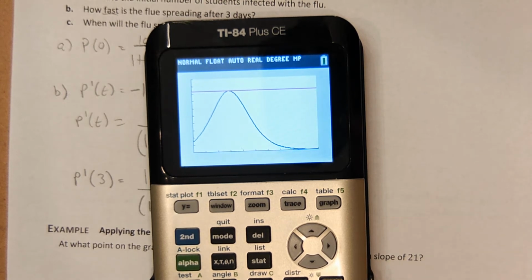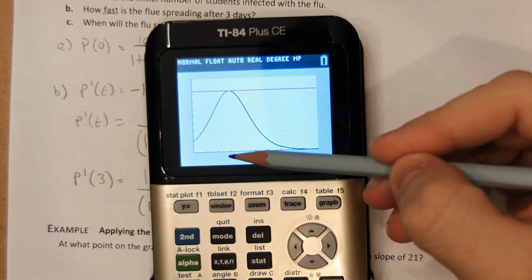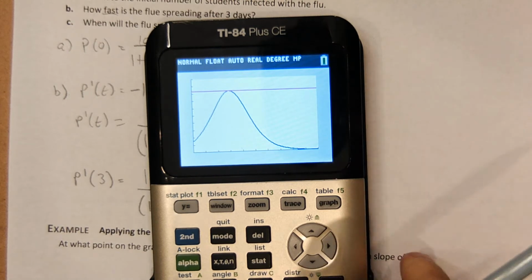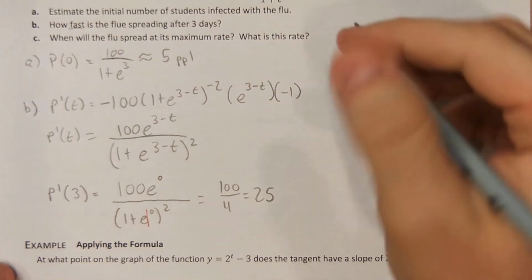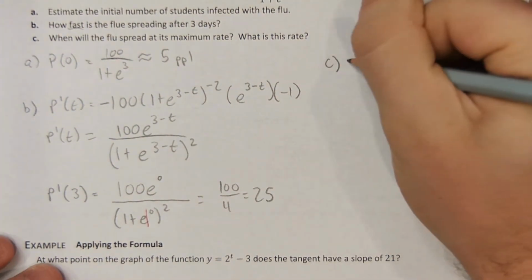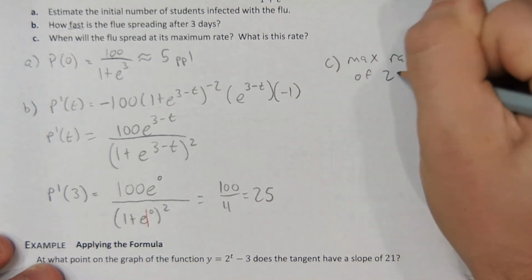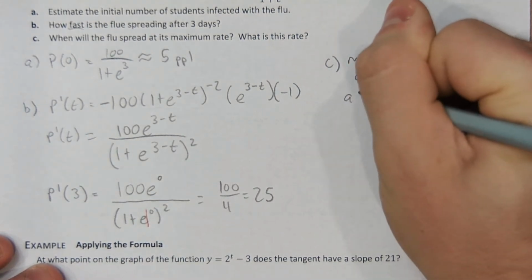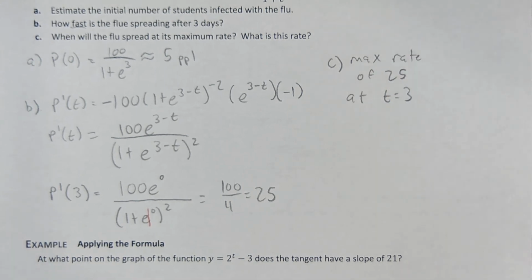you could do the whole second trace maximum thing, but you would find out that this happens right there at t equals 3. So yeah, I cheated a little bit. But hey, that's what they wanted you to do in the calculus book. So the max rate of 25 at t equals 3 days. Ta-da!